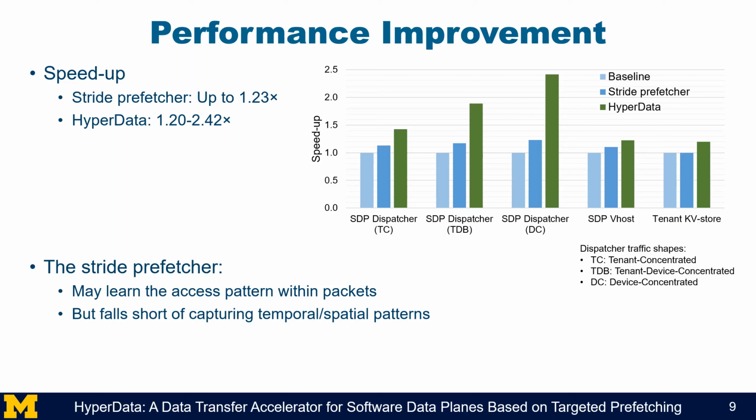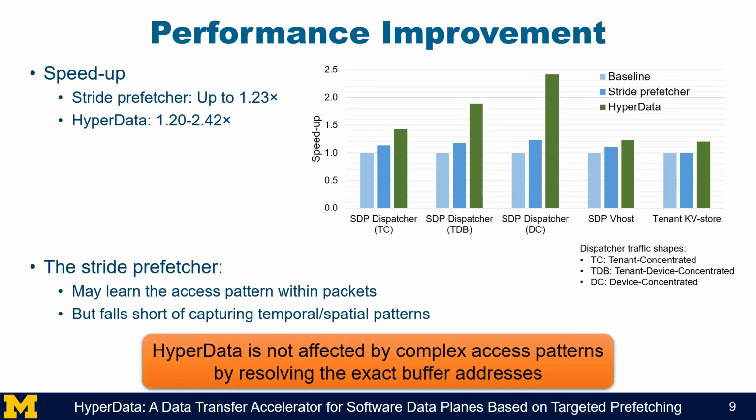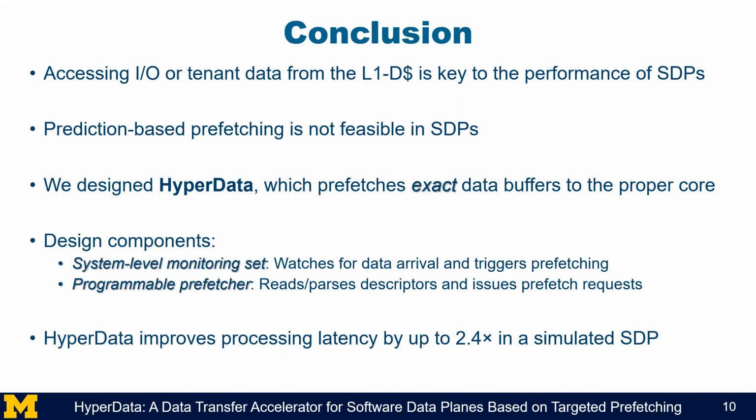The stride prefetcher can capture the access pattern within packets, that is, accesses to consecutive cache lines, but it cannot learn the temporal or spatial access pattern of packets within or across the queues. However, since HyperData resolves the exact memory references through the descriptors, it is not affected by such complex access patterns.